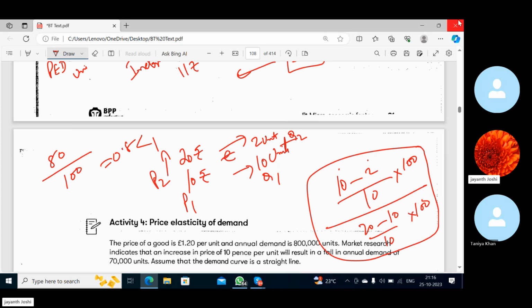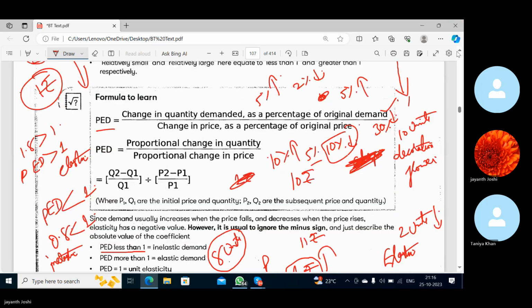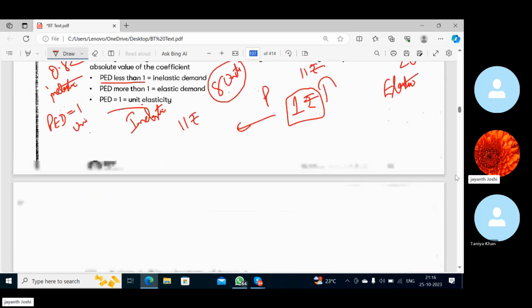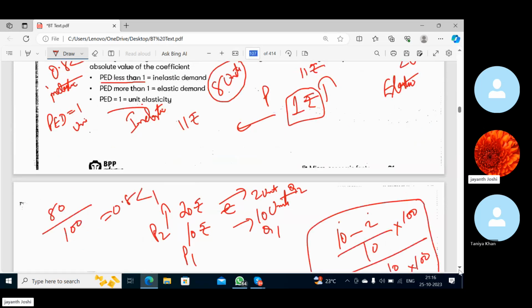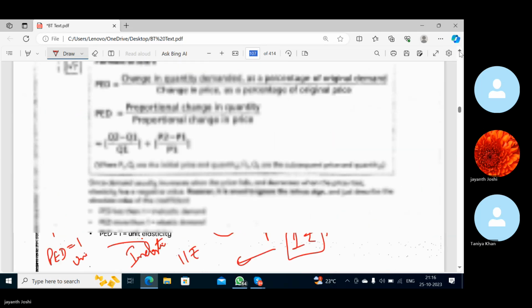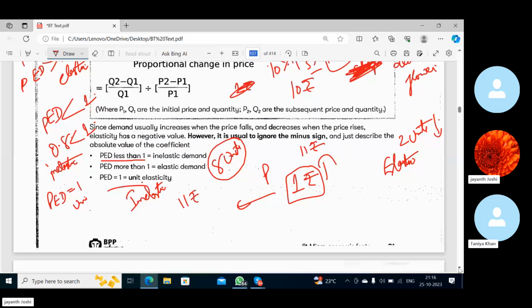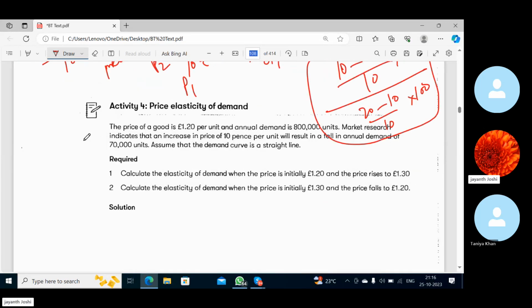Less than 1. So if it is less than 1, it is what? If we get less than 1, we discussed right now, it is inelastic. Correct? Okay. Did you follow that? Did you understand? Hello? Yes, sir. Okay, okay. Just calculate this one and tell me what's the answer.